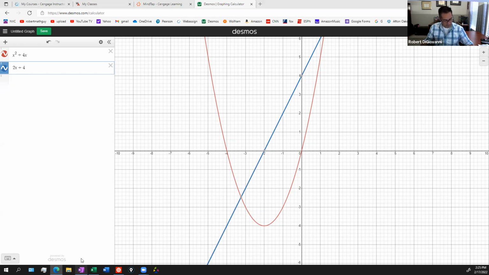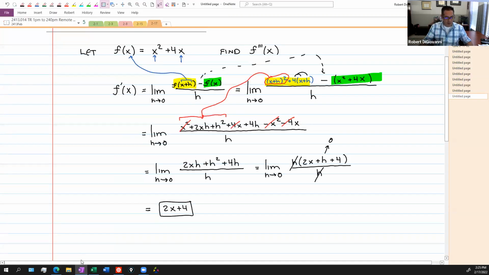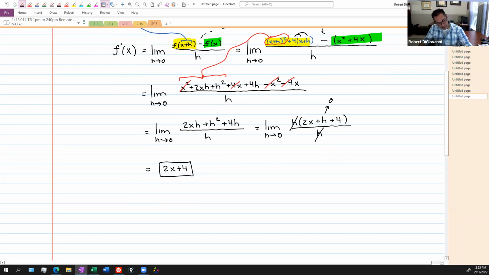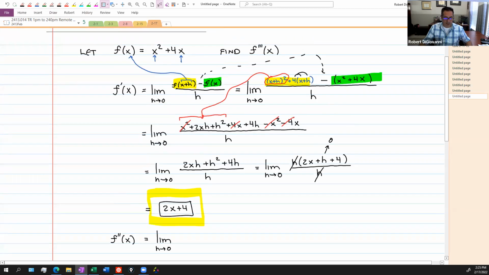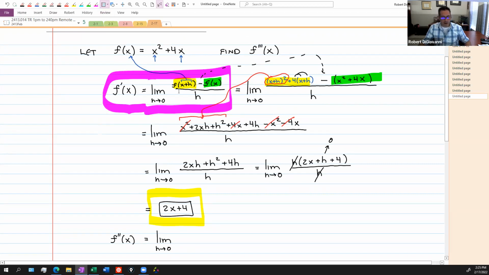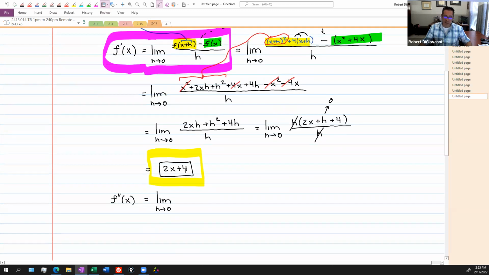That's the first derivative. I want the third derivative. So now what we're going to do is find the second derivative. We are going to take the limit as h goes to 0, but now we're working with this as our function. Do y'all understand that? We're going to be doing this one. So it's the same formula we had right here, this master formula for the derivative, but instead of using x squared plus 4x, we're going to use 2x plus 4. And Enrique, you there?